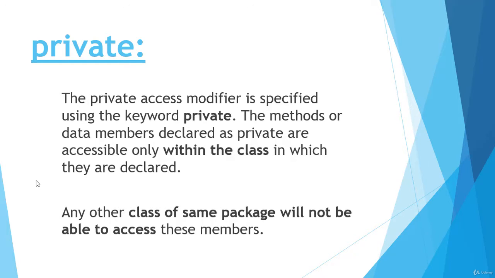The methods or the data members declared as private are accessible only within the class in which they are declared. Any other class of the same package will not be able to access these members. The private access modifier is written using the private keyword. We type the private keyword before the function declaration or class or any member of that class, and when we declare something private, it can only be accessed within the class. We cannot access that member outside that class.